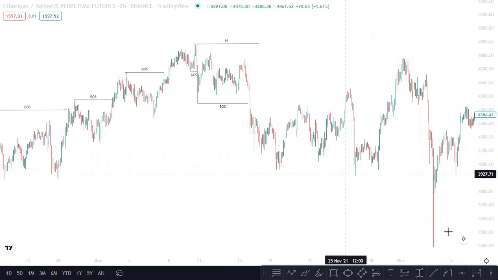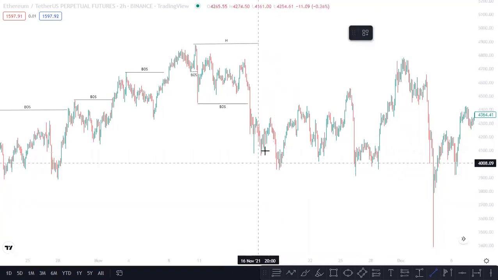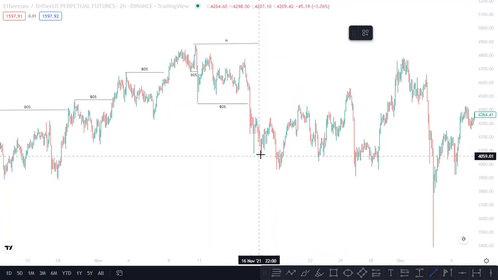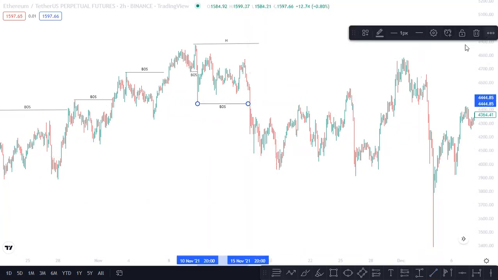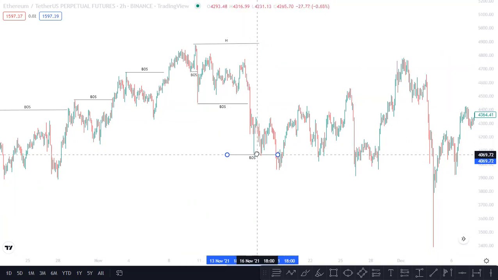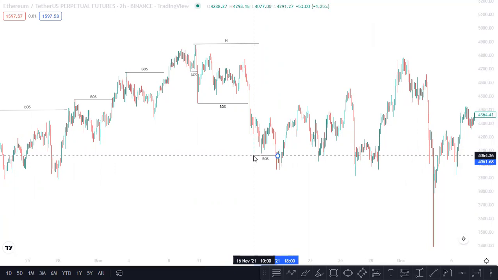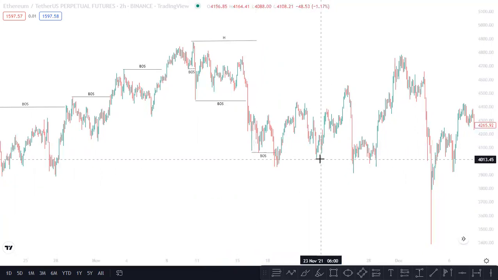Yeah, so we had a new BOS here. Remember, mark something very obvious, right? So don't force it. We had another BOS at this point, another BOS at this point. We kept on breaking lows. For a downtrend, you mark your BOS at the lower lows, right? Your BOS will be at the lower lows.